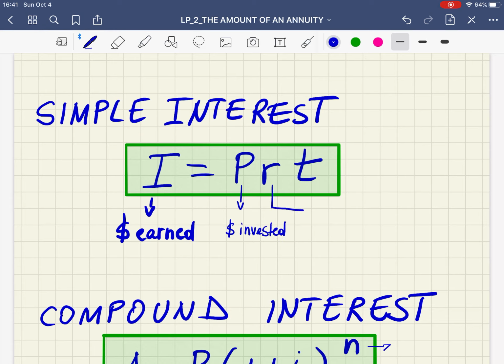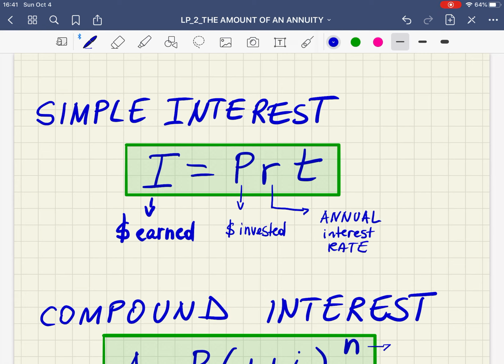R represents the annual interest rate, and I will emphasize the word annual interest rate. So when you go to the bank and you ask for interest rates, they're going to say, oh, we offer 2% interest rate. That means that that's the percentage of the principal that they will give you back in interest. So an annual interest rate.